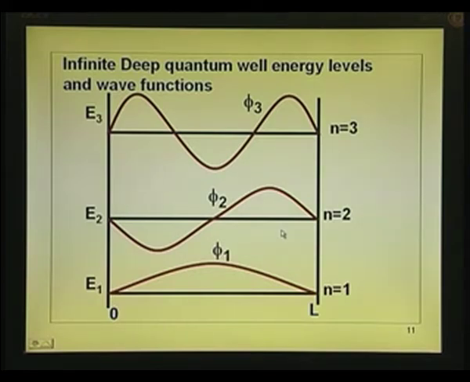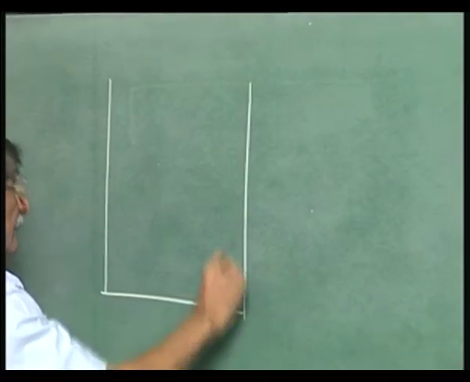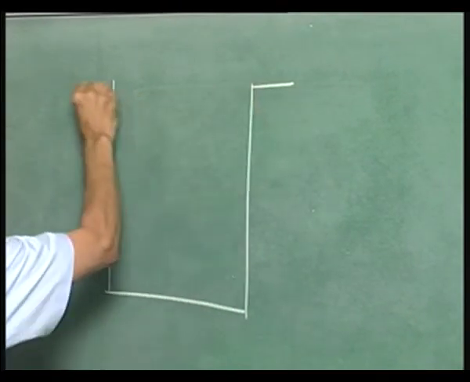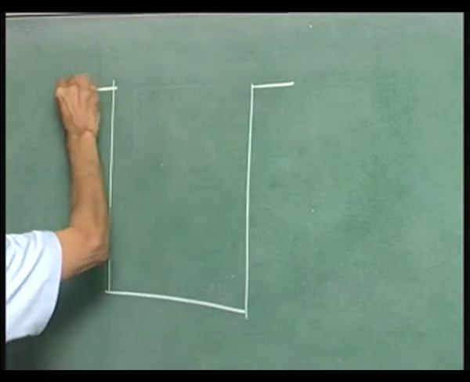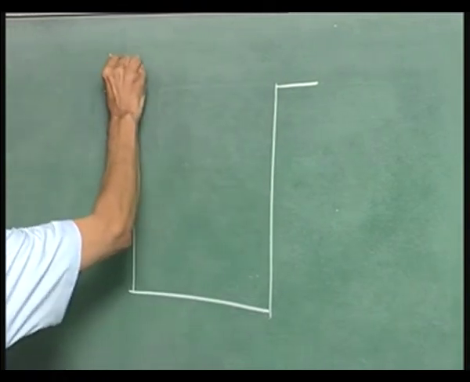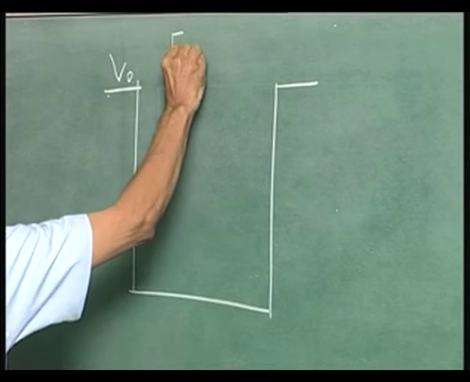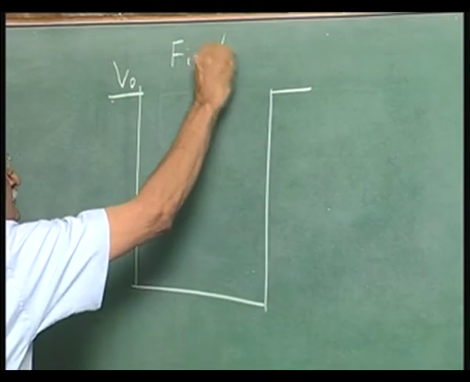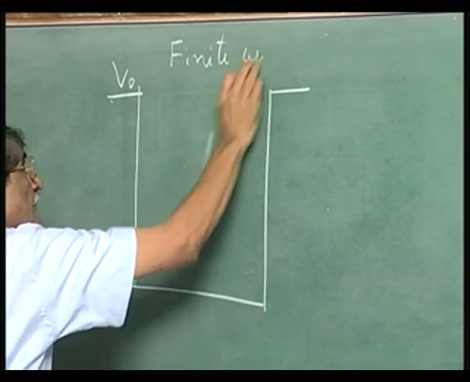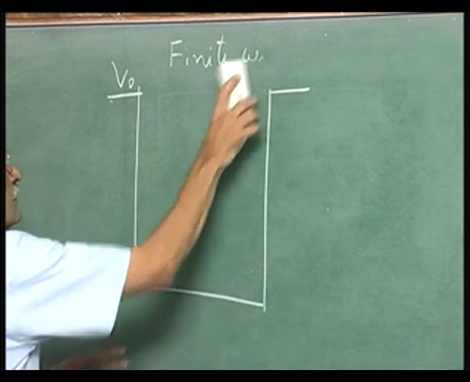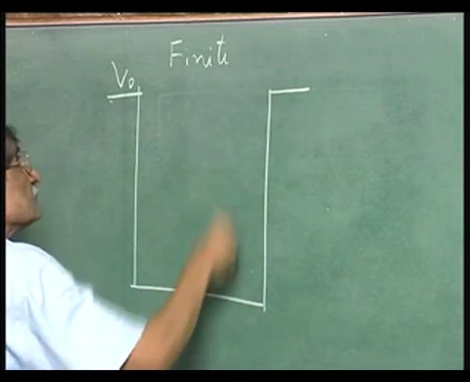Just for the purpose, I am putting that you have a finite potential V naught. Okay. Finite potential well.